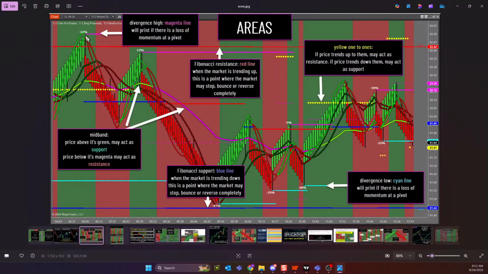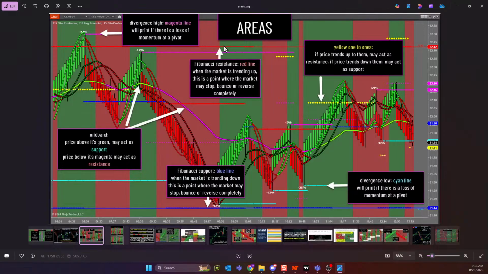There are divergence highs and lows. These are magenta or cyan lines. They print off of a pivot. And you'll see a negative number print as well. I want you to tune out the negative number. It's irrelevant. It's a byproduct of the calculation. Anytime you see this cyan line or this magenta line, I just want you to say to yourself, there was a loss of momentum. I'm losing momentum right at that spot.